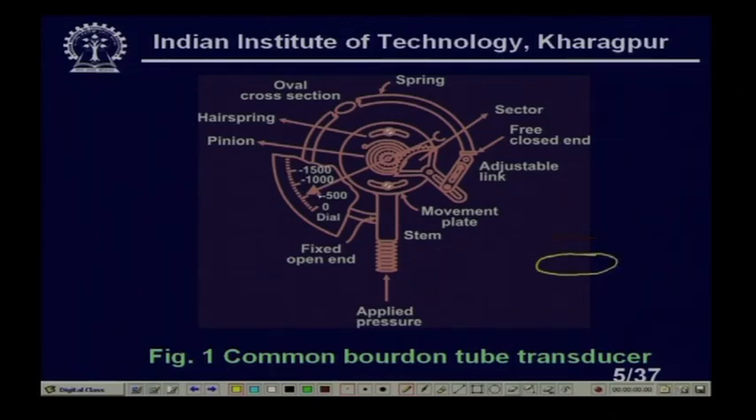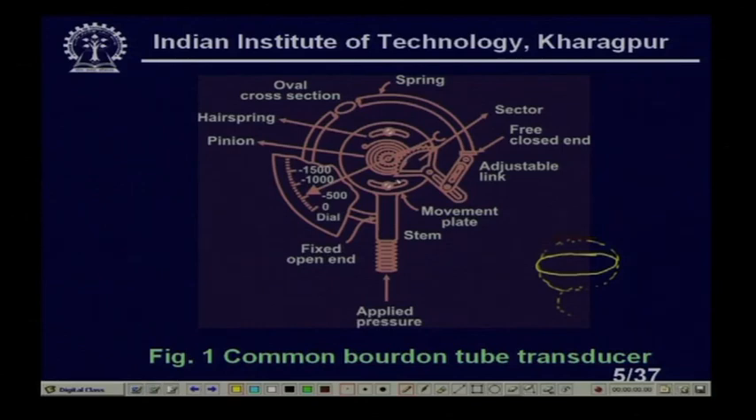Now, if the pressure increases, then what will happen, you know, it will try to become circular. It is elliptical initially, and now it tries to become circular. The tip of this Bourdon tube is a free closed end. The pressure comes here, goes through this and hits this portion, the oval or elliptic cross section. Then this will move up. If this tip moves out, then what will happen? The sector, we have a sector here, moves in this direction.